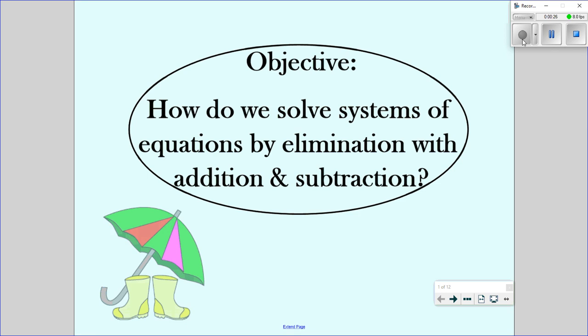So this is going to be broken up into two parts. You're doing addition and subtraction today. And then the next lesson will be dealing with multiplication. Okay, so let us begin.